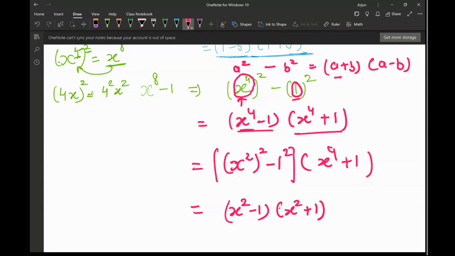This whole thing will become a, and this will become b. So a square minus b square. That's what you are doing.